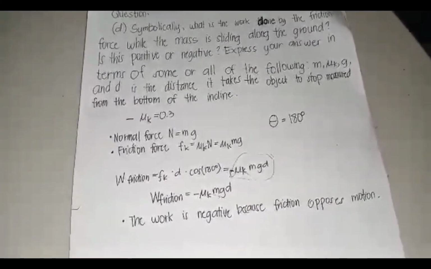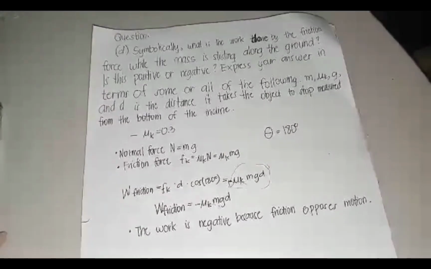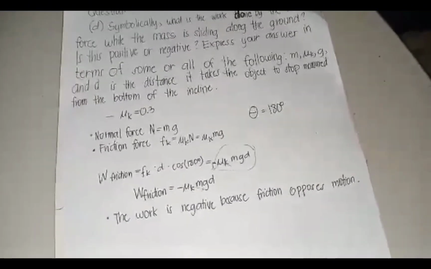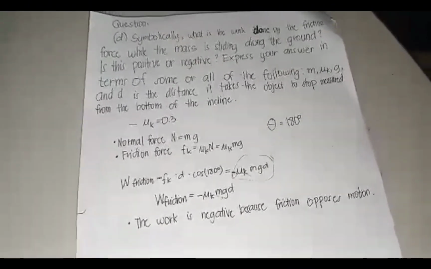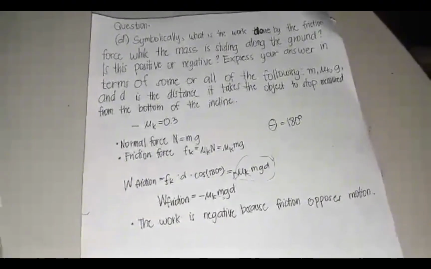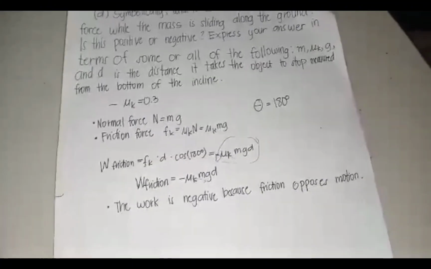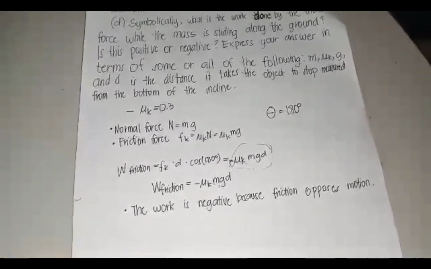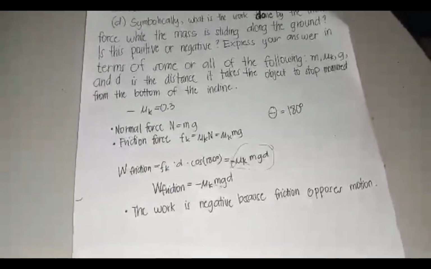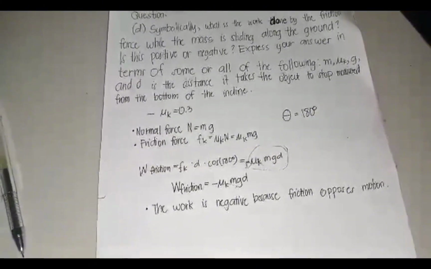This friction force opposes the motion, so the work done by friction over a distance d is equal to negative Fk times d, which equals negative μk times mg times d. So the work is negative because the friction force acts opposite to the direction of motion and removes energy from the system.